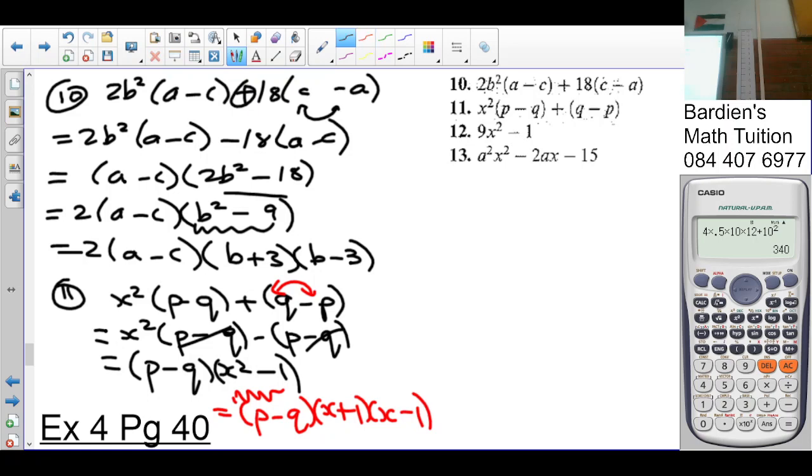Let's go to number 12. You've got 9x squared minus 1. What type of factorization here? Difference of two squares. So you're going to get 3x.